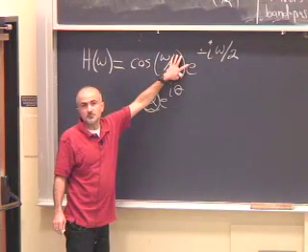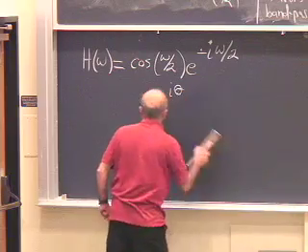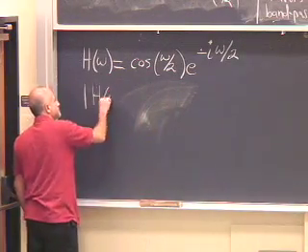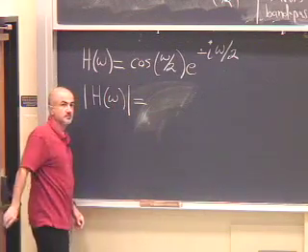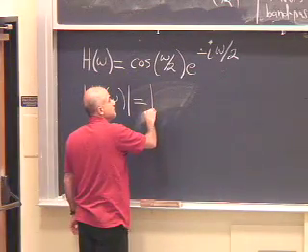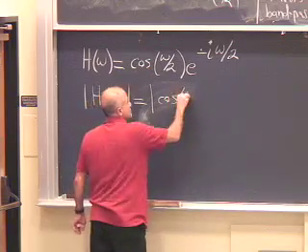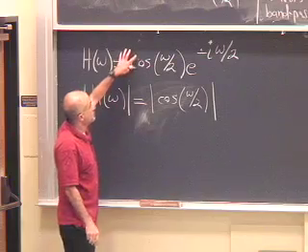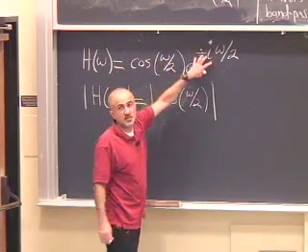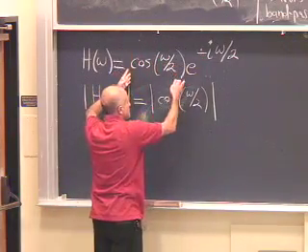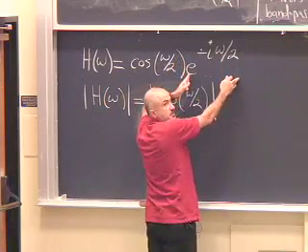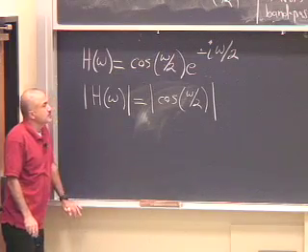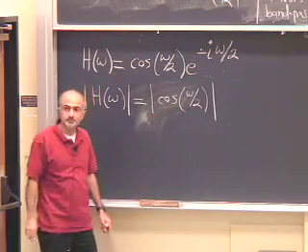Cosine can go negative. So, strictly speaking, the magnitude of H is what? Absolute value of the? What happens to the complex exponential? It's 1. Magnitude of a product is the product of the magnitudes. So you've got the magnitude of the cosine times the magnitude of this complex exponential, and we know that's 1. Well, why don't you plot this for me?